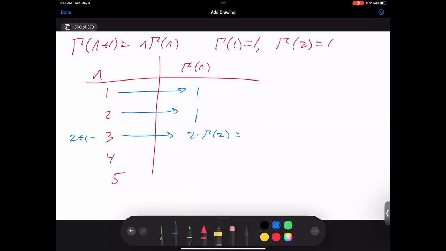It's 2, right? It's 2 times 1, or 2. I can write 4 as 3 plus 1. So this would be 3 times gamma of 3. Well, let's write gamma of 2 as 1.